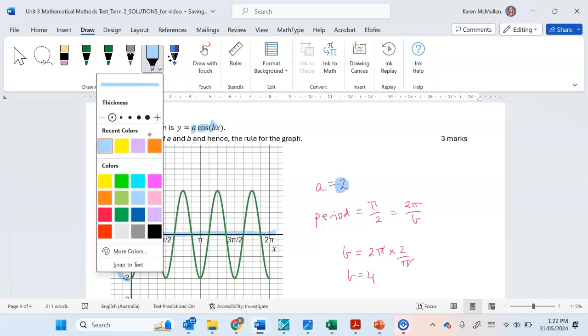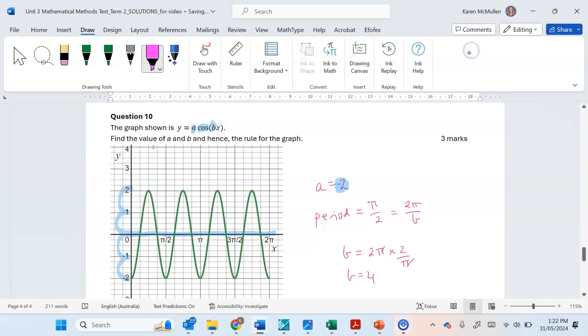And then for one period, let me just sketch that. So think about going around your unit circle. There's your first quadrant, there's your second quadrant, there's your third quadrant, there's your fourth quadrant. So your period is pi on 2.